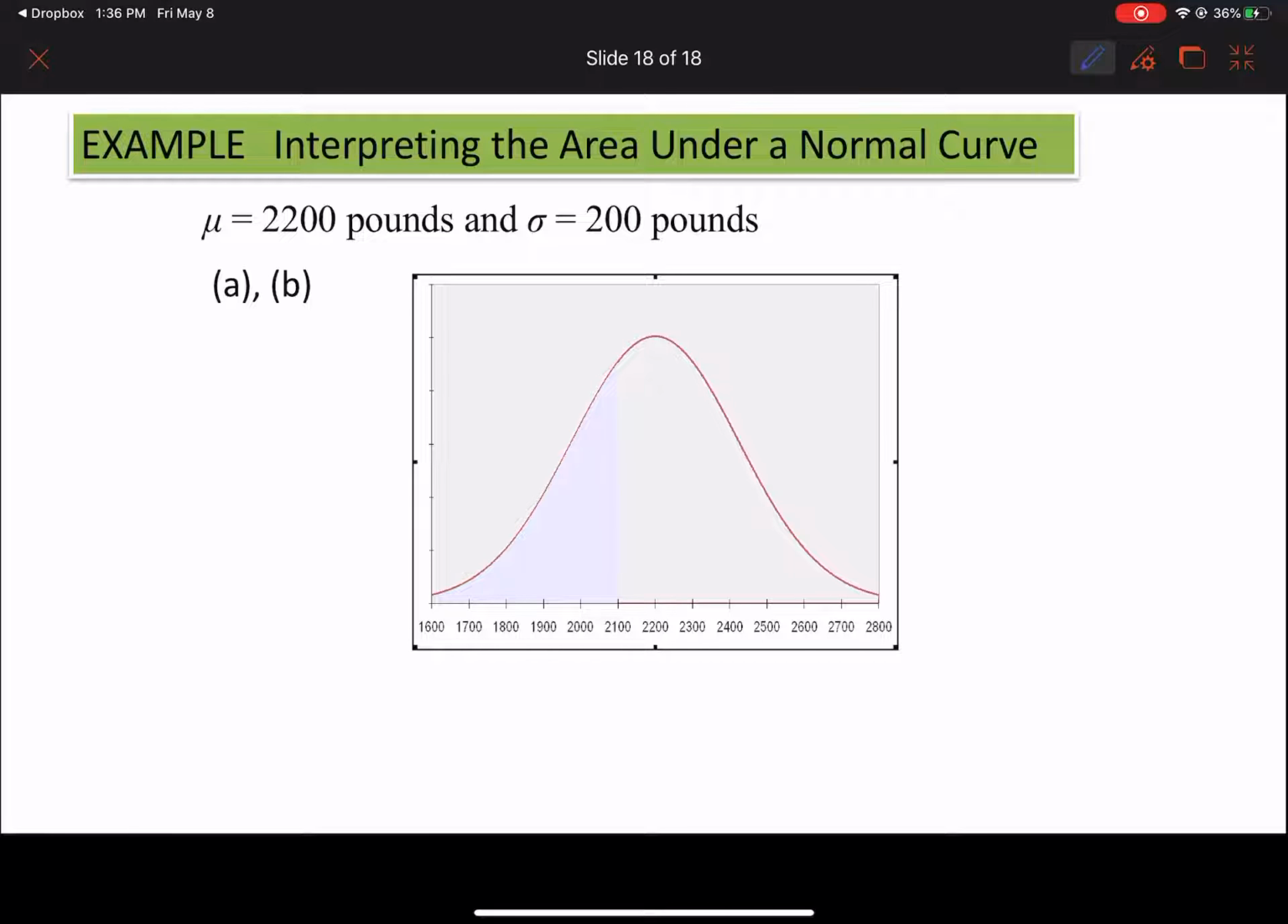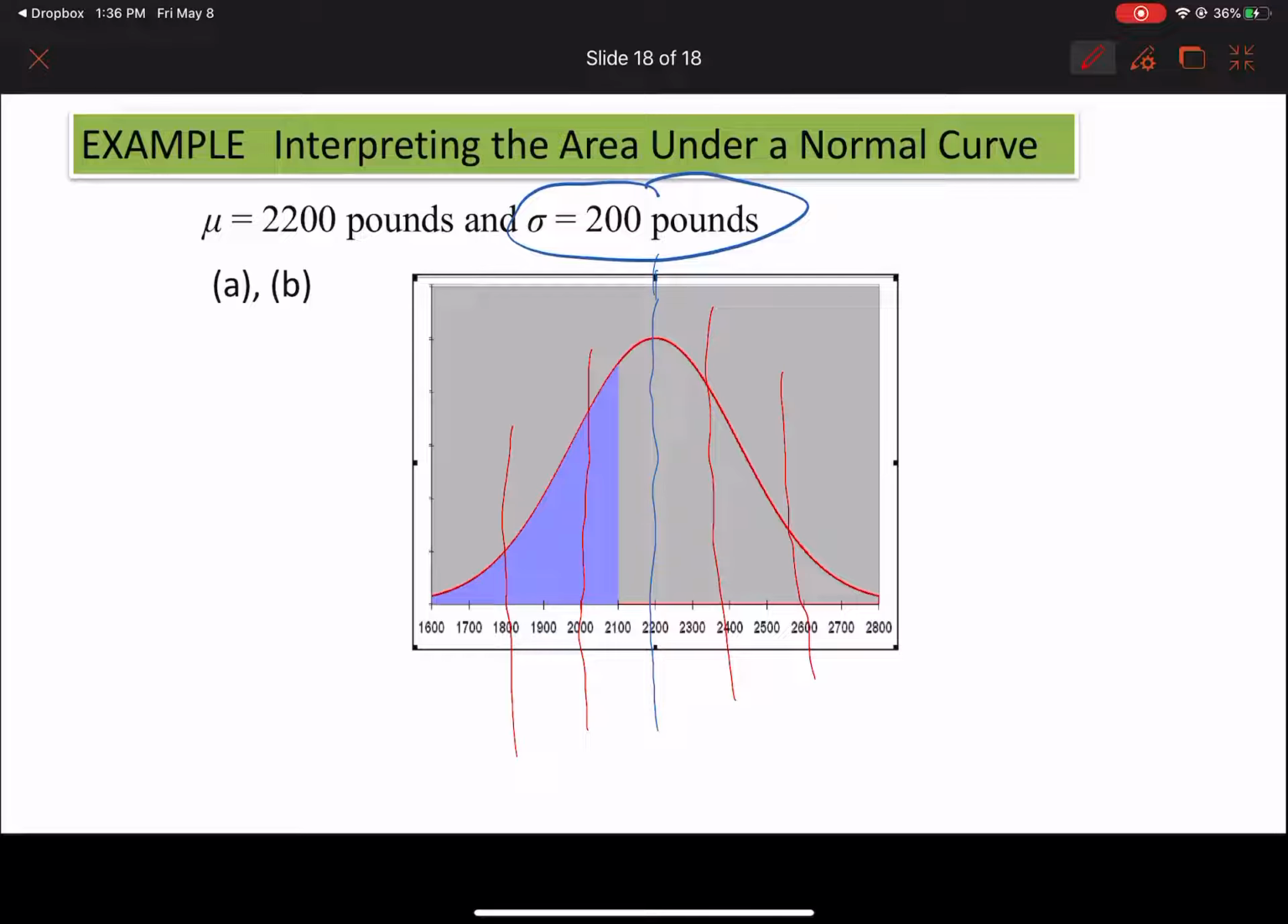So here's my curve. This 2,200 is my mean. And my standard deviation is 200 pounds. So one standard deviation away from the mean is there. Two standard deviations away from the mean is there. I can go on the other side as well. And I'm going to shade. So here's 2,100 and down. I've shaded in that area. So I'm looking for this area under the curve. This area right here is also going to represent the probability of finding a giraffe of 2,100 pounds.